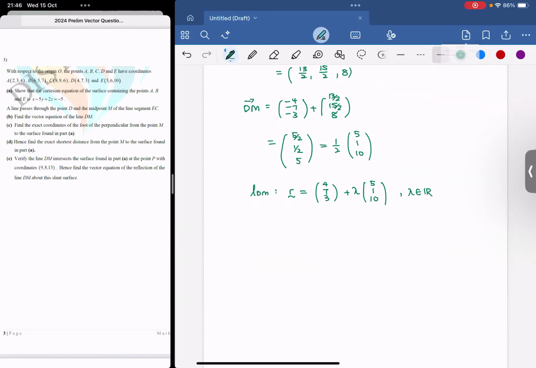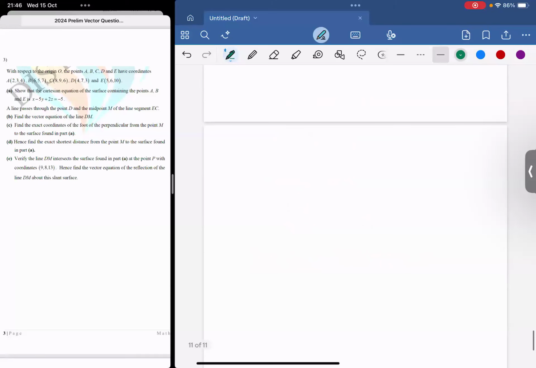Part C. Find the exact coordinate of the foot of perpendicular from M to the surface found in part 1. So M coordinate is what? 13 over 2. In this case, if you want to write decimal, I think it is better for you. Write 6.5, write 7.5. It may be easier for you to interpret the whole thing, and less likely a careless mistake will happen. Okay, so let's call this foot of perpendicular F.